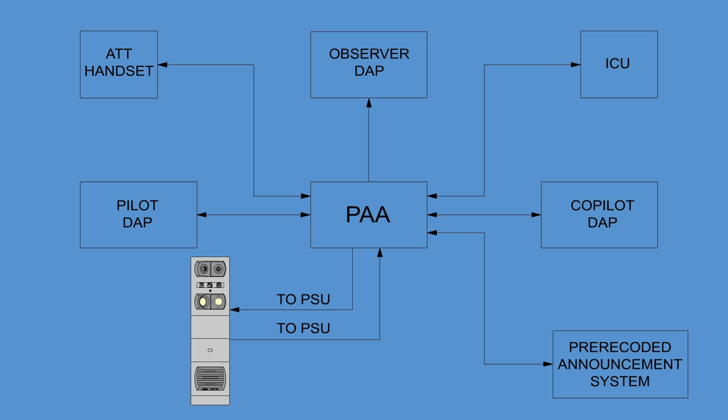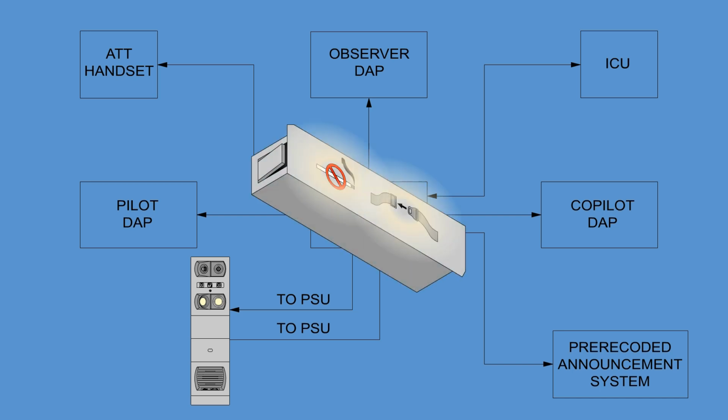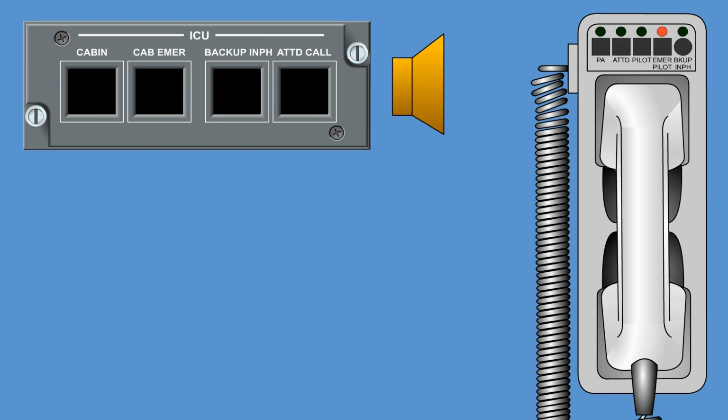The public address amplifier sends and receives signals to and from the flight deck, attendant handsets, and broadcasts pre-recorded announcement systems. It establishes the priority among the input signals from the several sources, and then drives these signals to the proper cabin loudspeakers. It also generates the logic for aural and visual annunciator and the chimes for attendant, passenger, and flight deck call. The intercommunication control unit is installed in the overhead panel.